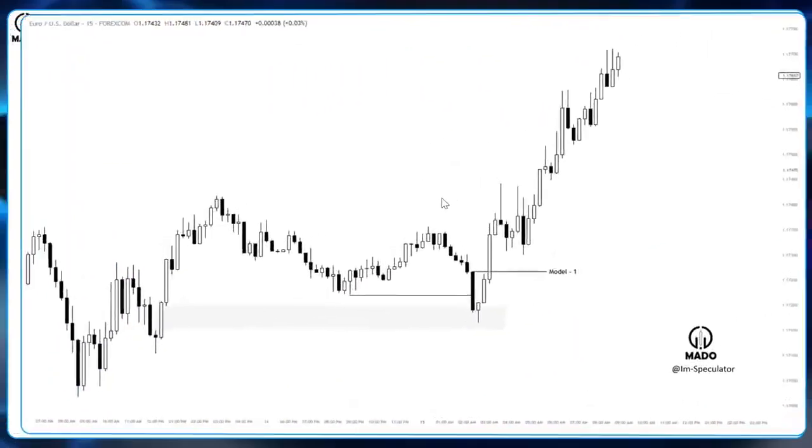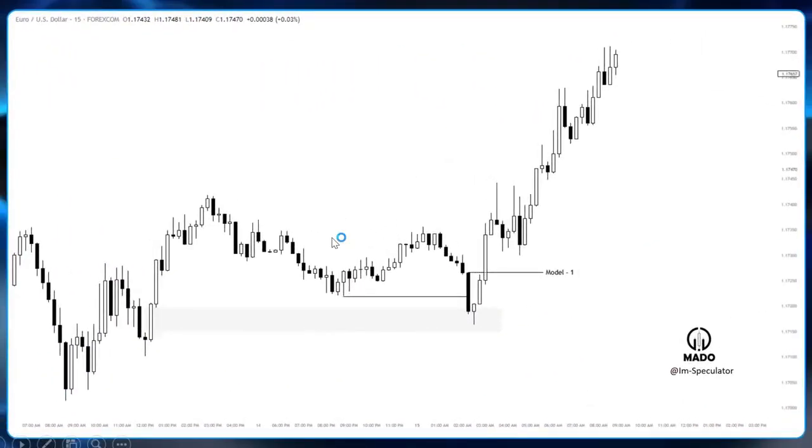Now let's talk about the downside of Model 1. Because let's be real, everything in trading has two sides, right? Every concept, every model, every entry technique has its strengths, but also its weaknesses. The problem is, most people only talk about the positives. They'll sell you the outcome, they'll show you the reward, but they'll never mention the risk or the limitations. But if you want to be a complete trader, you need to know both sides of the story.